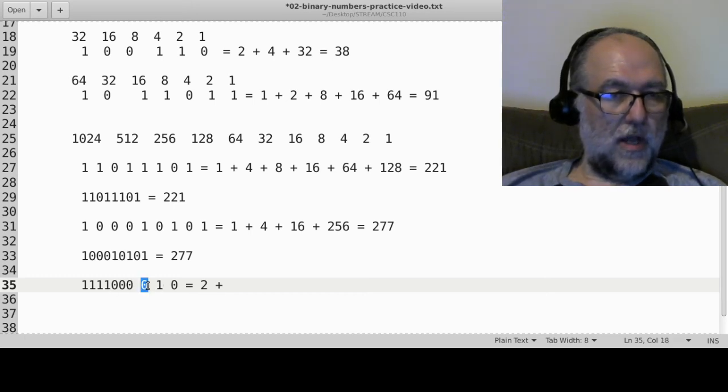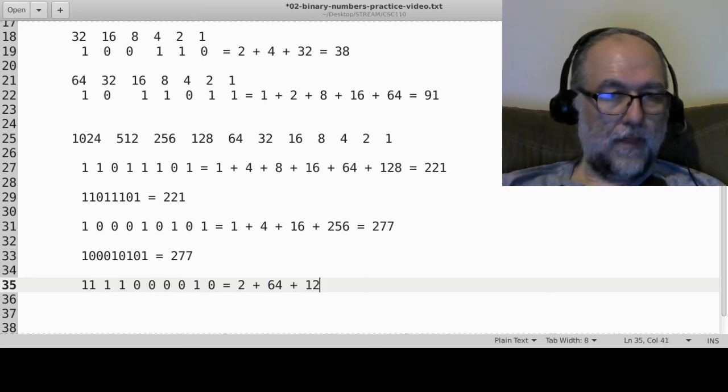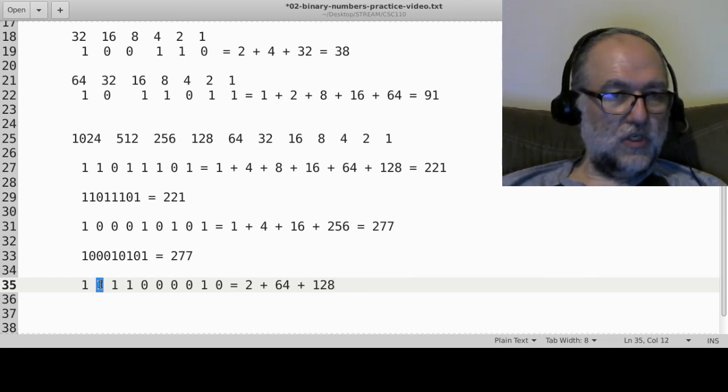And this one is the fours column. There's no 4. There's no 8. There's no 16. There's no 32. There's a 64, that's in the 64 column. That one is in the 128 column. All right, that's in the 128. This one is in the 256 column. And the last one is in the 512 column.